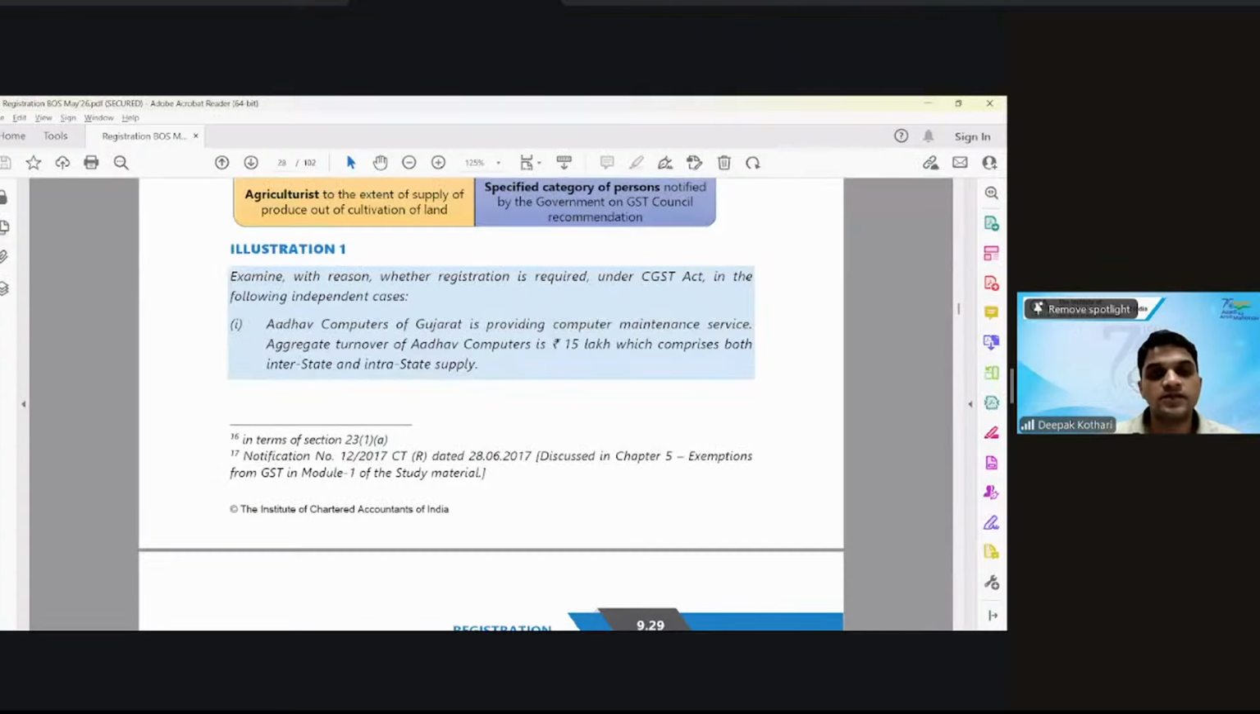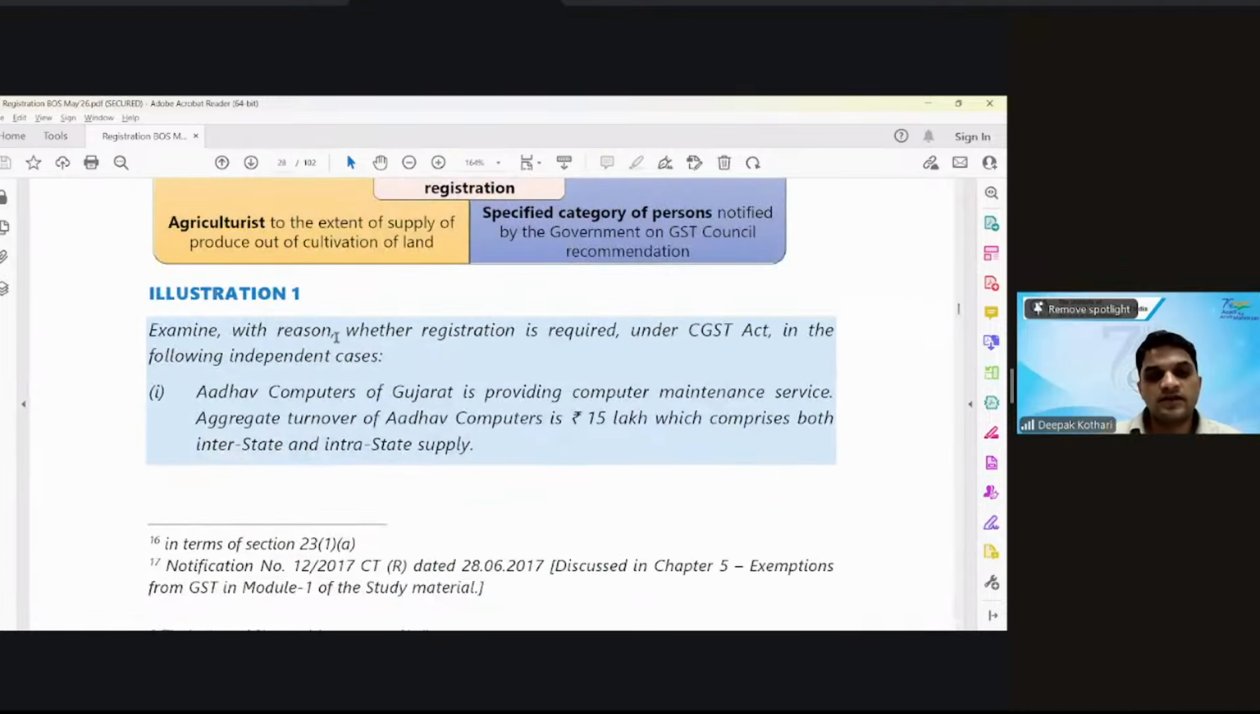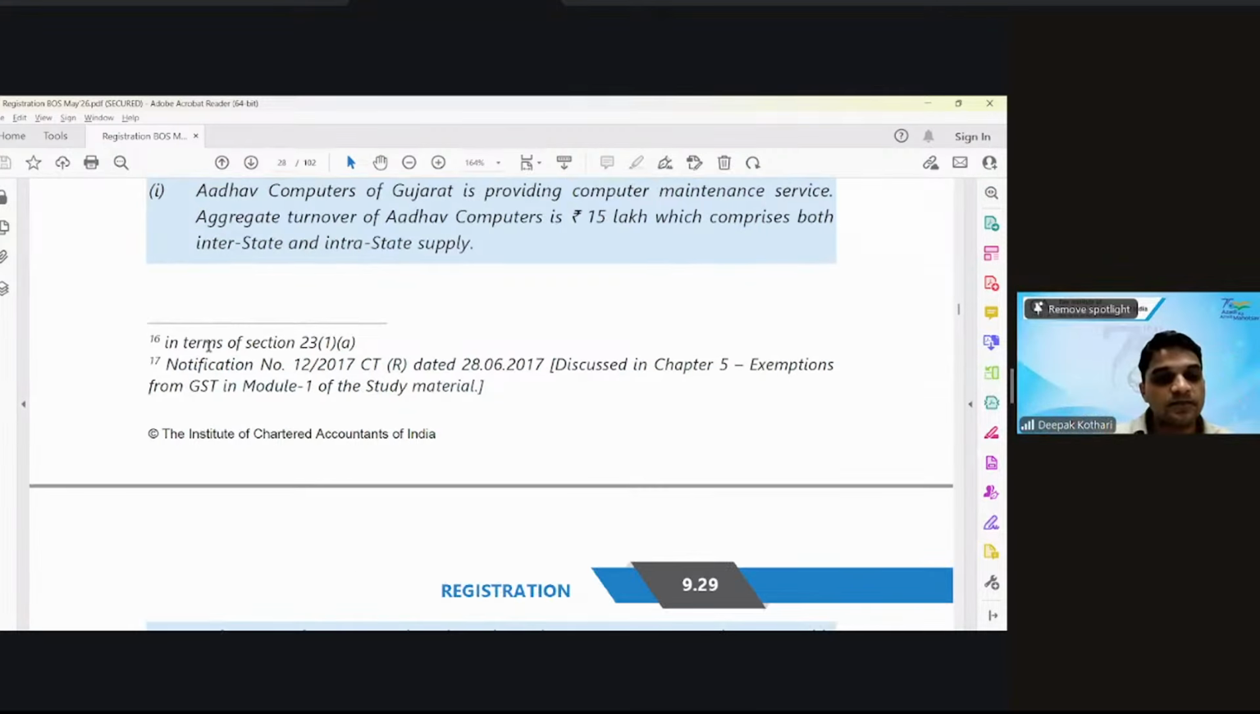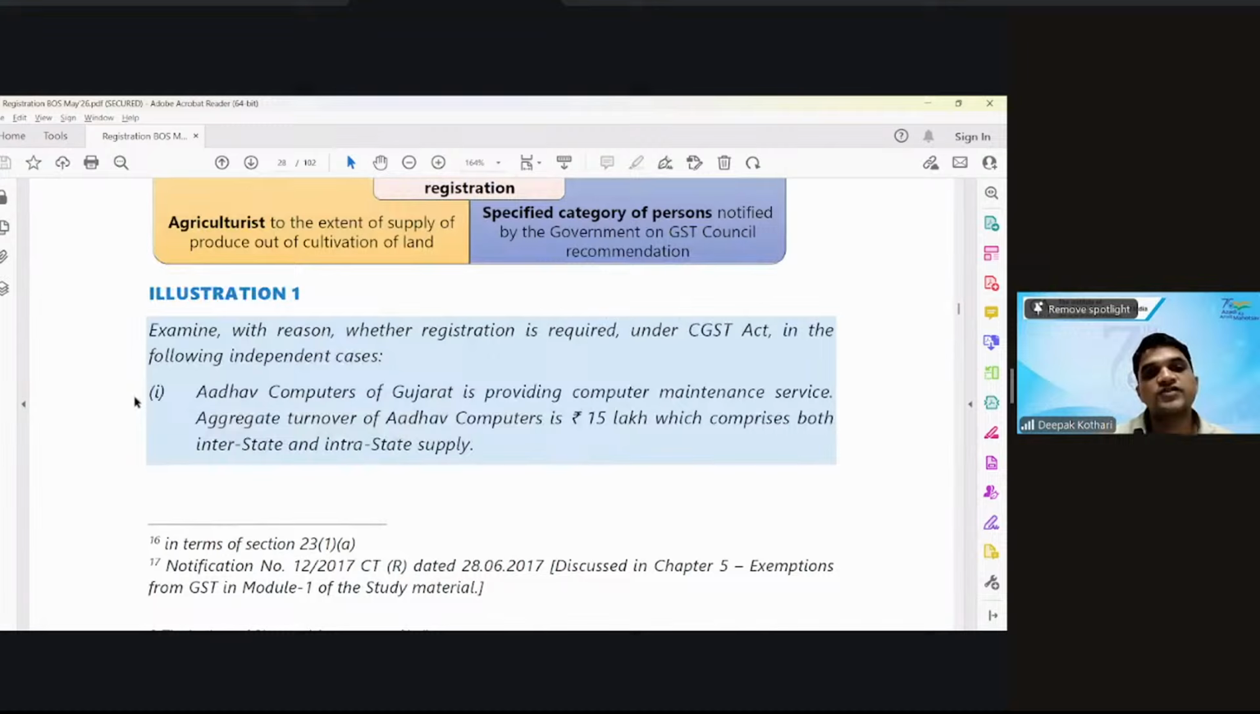Yeah, screen is visible. Examine with reason whether registration is required under the GST Act in the following independent cases. Aadav Computers of Gujarat is providing computer maintenance service. Aggregate turnover of Aadav Computers is 15 lakhs, which comprises both interstate and intrastate supply. So in this case, is registration required or no?